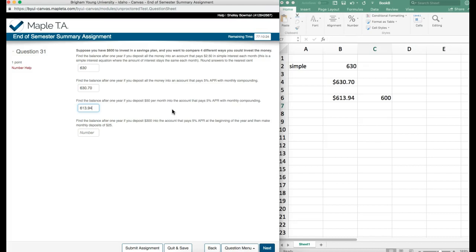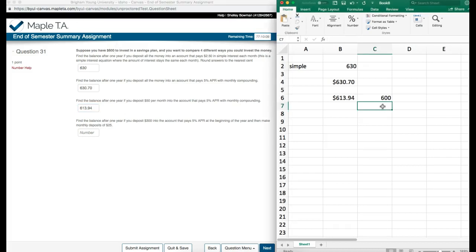And then the last one, find the balance after 1 year if you deposit $300 into an account that pays 5% at the beginning of the year and then make monthly deposits of $25. And again, that's where the other $300 is for your $600 that you're investing. If you wanted to verify that, you could do $25 times the 12 months. That makes up for the other $300 for your $600.